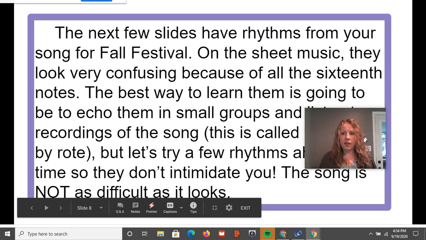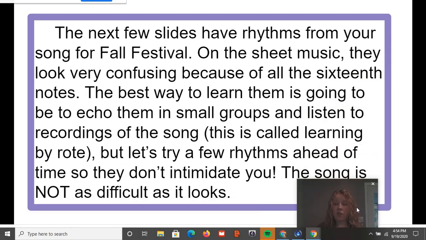All right, next few slides have rhythms from your song for Fall Festival. If you're in 7th and 8th grade, it's your second song. If you're in 6th grade, it's your first song. On the sheet music, they look very confusing because of all the sixteenth notes. There's a lot of ink on the page when every note has 2 flags or 2 beams across the top.